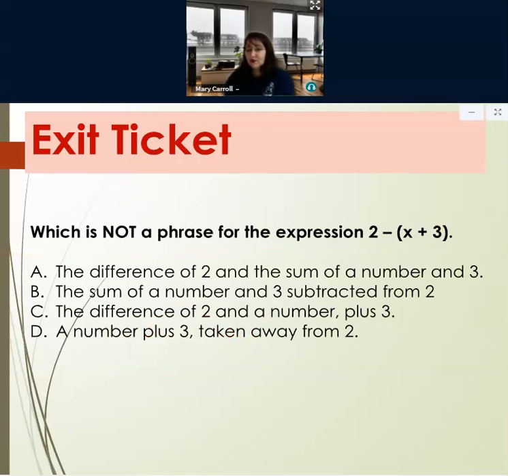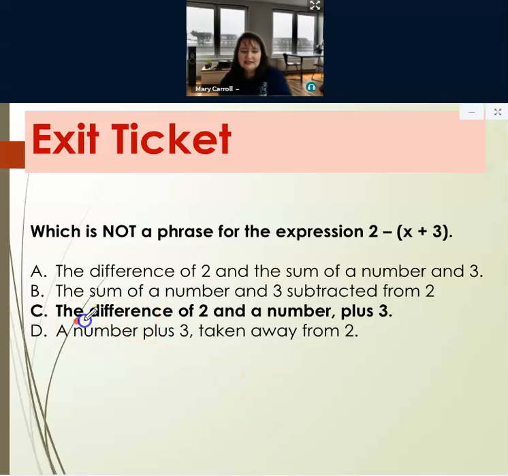Alright, exit ticket. Which phrase is not this expression? Okay, pause the video and see if you can find the one that's not correct. Alright, the answer is C. The difference of 2 and a number would put the parentheses here, plus 3. So that would be the reason.